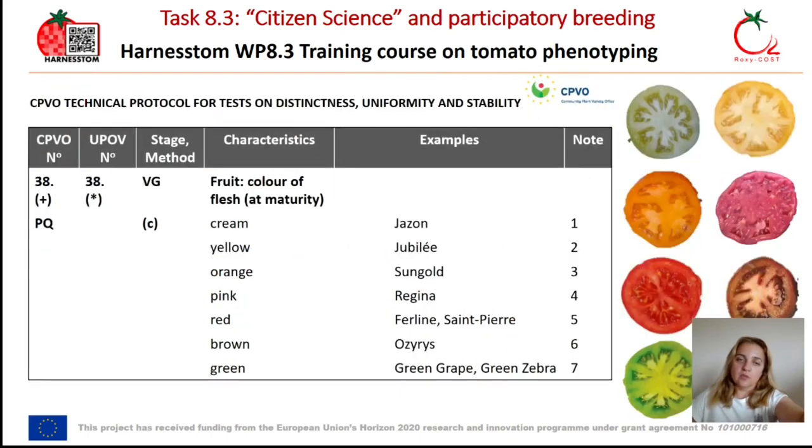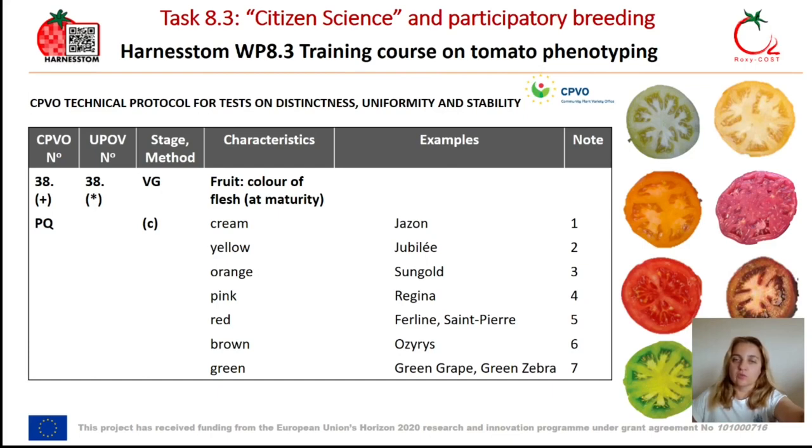Let's move to the next trait, which is color of flesh. The color of flesh is not necessarily the same as the color of fruit. For example, pink fruits usually have red flesh, since external pink color is due to the colorless and transparent skin. In the CPVO technical protocol, the trait number is 38. Similar to the fruit color, flesh color is an asterisk trait that has to be included in the variety description. It is a pseudo-qualitative characteristic with 7 states of expression. It has to be assessed at full maturity state of the fruits.